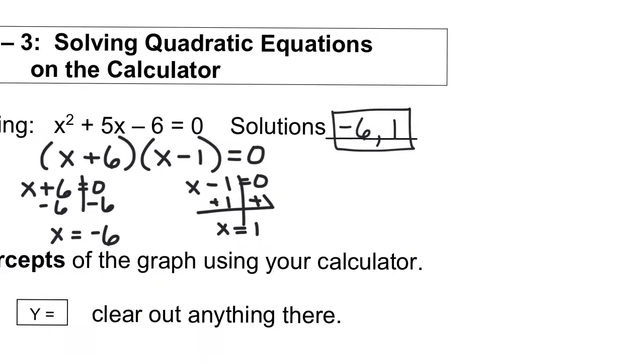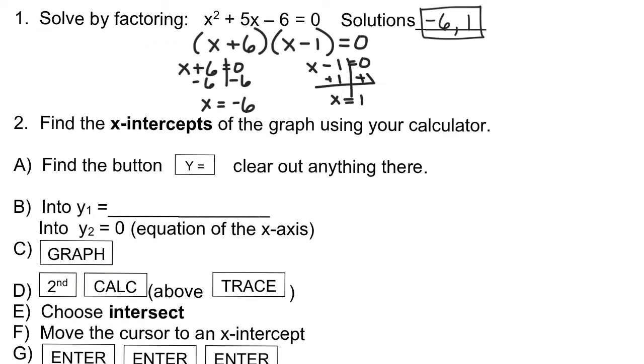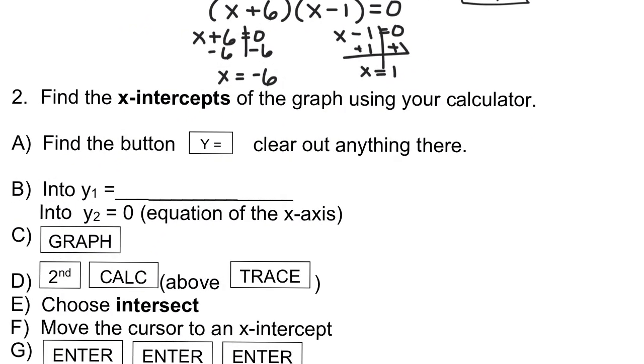Now let's see how to do that using your calculator. Now when we're talking about solutions, we're talking about the x-intercepts on the graph. Other words for this would be solutions, roots, zeros, x-intercepts. Oh my, they mean the same thing. Take a moment and jot down those vocabulary words.